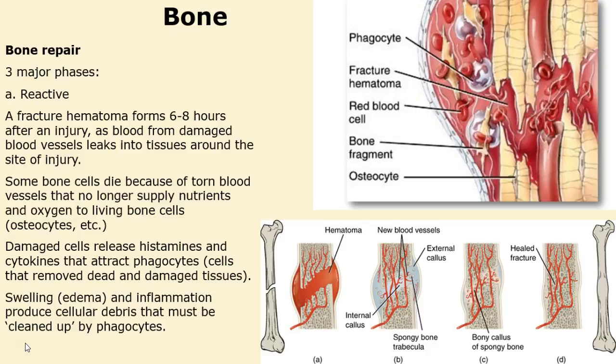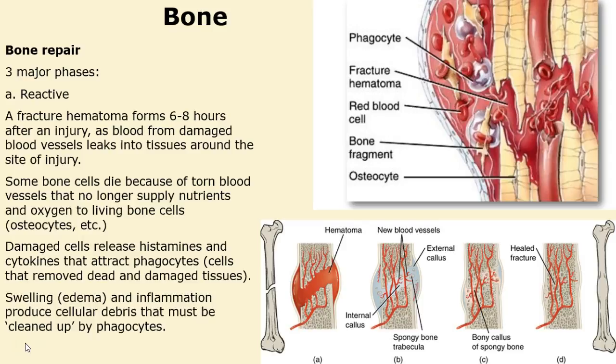Reactive, we get a hematoma. Look at that prefix heme. We've got sort of a blood clot in there, and this blood is going to leak into the tissues around the site of the injury. We get some edema, some swelling, some pain, and that's good.